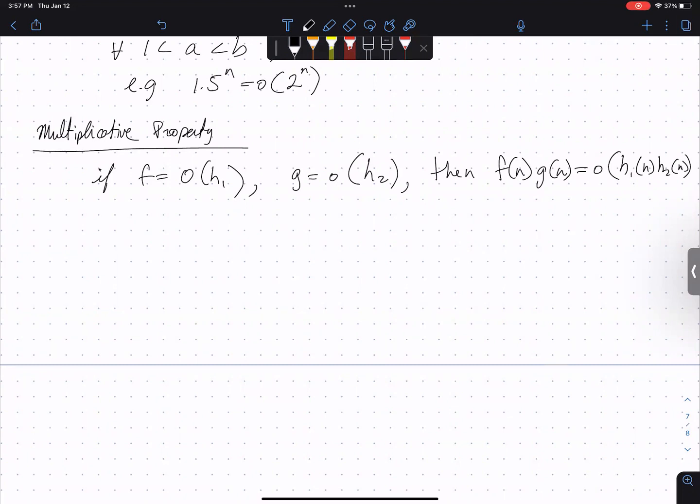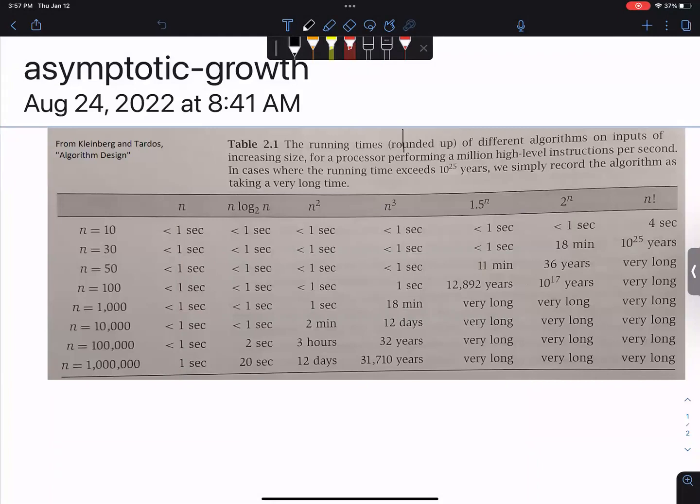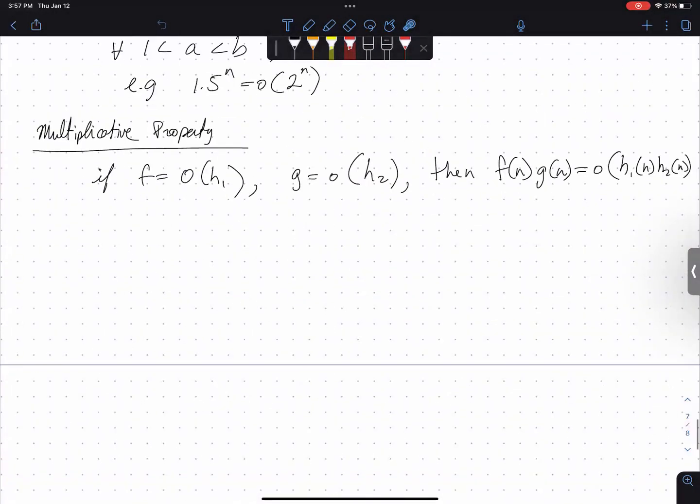Let's see that with an example. Here we have this n log n, and you see it's squished between n and n squared. And you can see there's a difference. For large inputs, 1 second, 20 seconds, and 12 days. So this seems to be in a class by its own, and let's see how we can derive that.